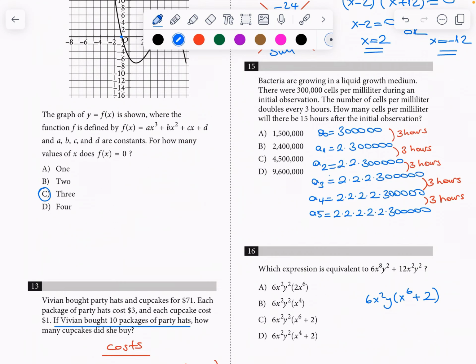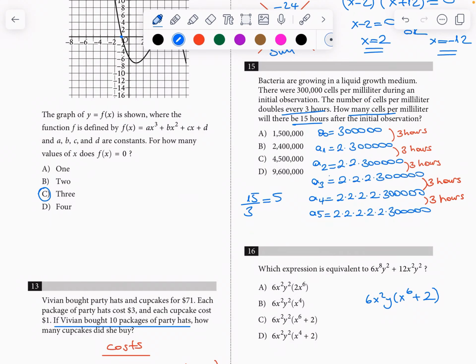So first of all, guys, we need to find out the number of repeats for this process. It doubles every 3 hours, and the question is asking about 15 hours. So to find the number of repeats, we need to divide 15 by 3. 15 divided by 3 is 5. So it's going to repeat 5 times.